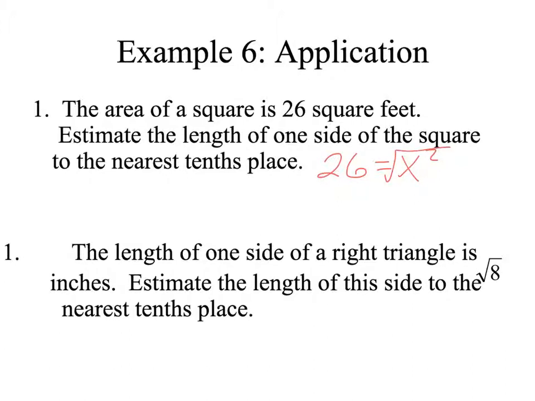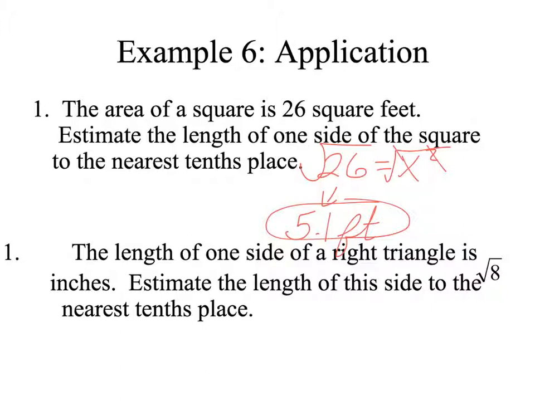So just like we did yesterday, we're going to square root each side. But the square root of 26 isn't going to come out nice and neat. You have to do the estimating. And when you make your chart and you estimate, you find out that the square root of 26 is close to 5.1, and 5.1 feet, because you do need a label.